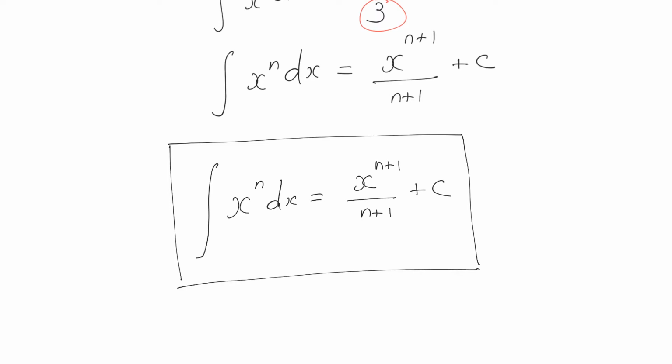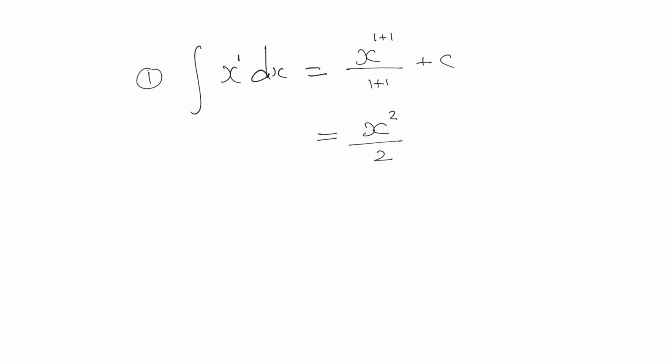And you should remember that this formula is valid for any value of n other than n equal to minus 1. If n is minus 1, we get minus 1 plus 1, which is 0. So we'll get x raised to 0 by 0. So this is not valid when the value of n is minus 1. What the integration will be when n is minus 1, we'll discuss later. But just remember that it is not valid when n is equal to minus 1.